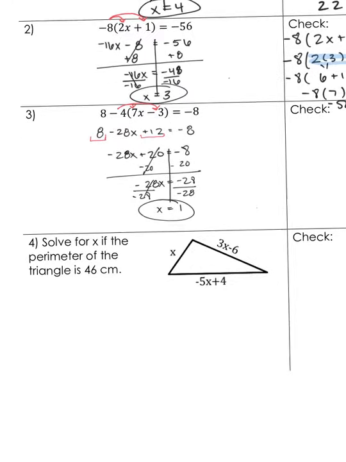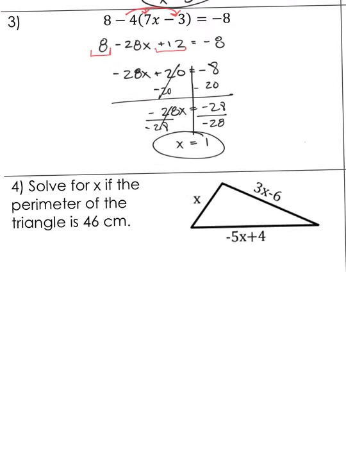Our last example here is an application problem. So we are going to take what we know from algebra and apply it to a different kind of problem. This problem asks us to solve for x if the perimeter of the triangle is 46 centimeters. So in order to do this problem, I need to know what the word perimeter means.